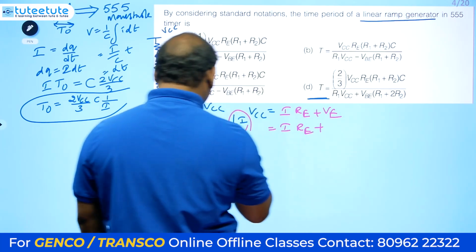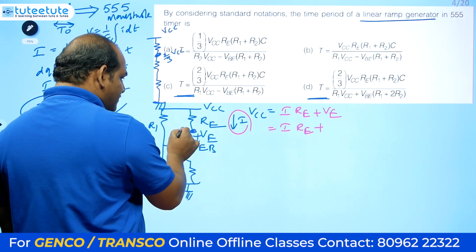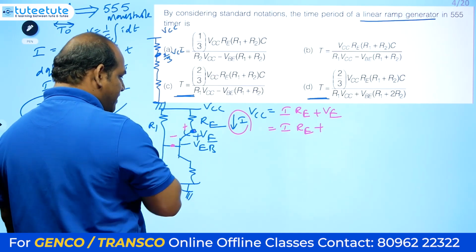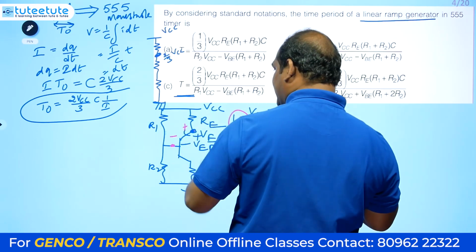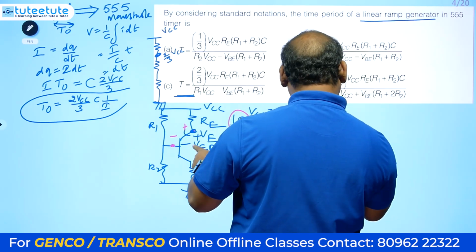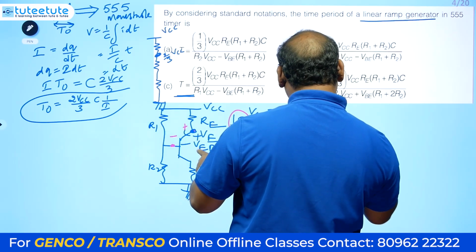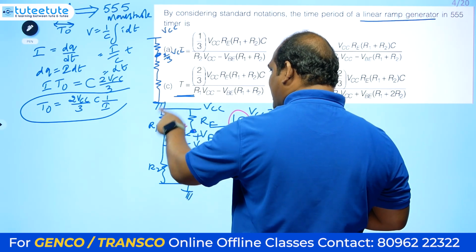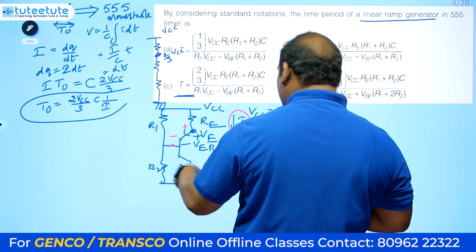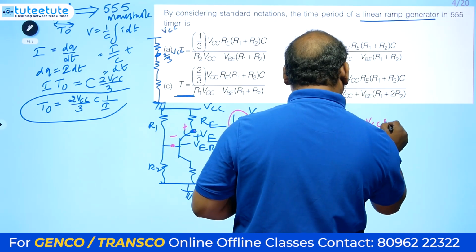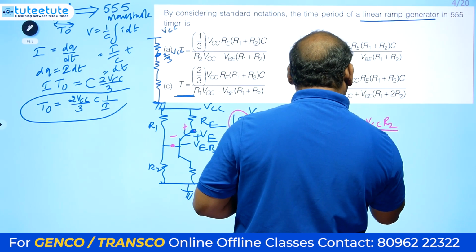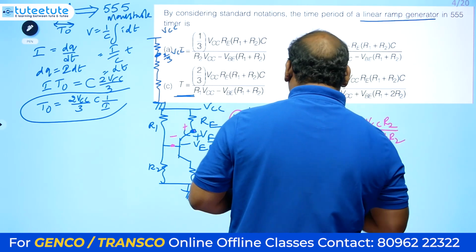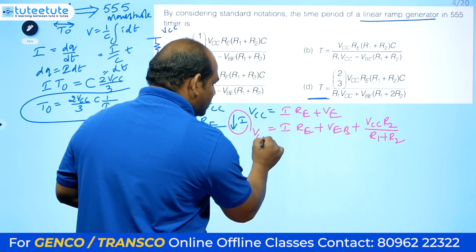But that VE can be written, VE is actually this node voltage. It is involving this VEB and this VB also, so that VE I am writing as VEB plus this VB. This VB can be written, according to voltage division, as VCC into R2 by R1 plus R2. Now I think you can get some idea related to this one.